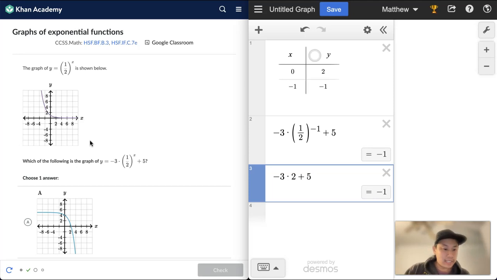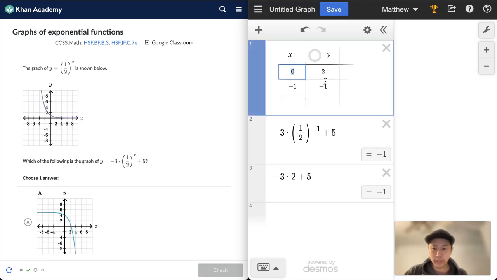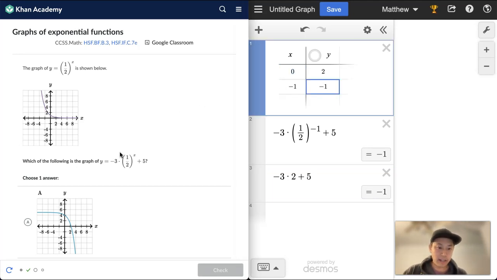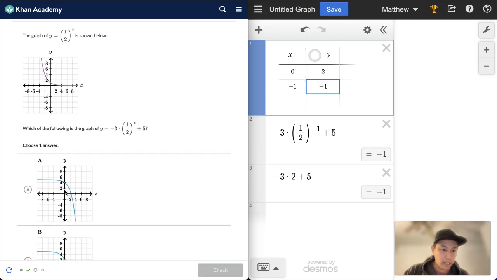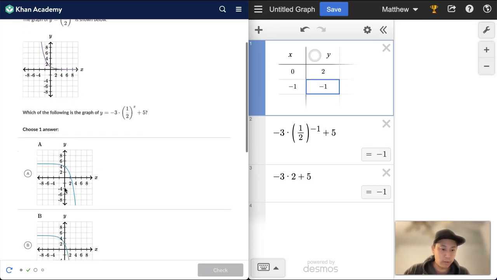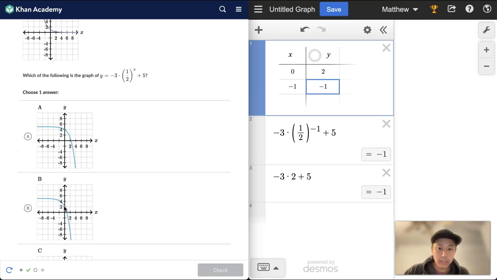Okay, so let's see which graph has these 2 points, (0, 2) and (-1, -1), right? If I'm trying to graph this and I found 2 points that exist on the table, they must also exist on the graph. So (0, 2). I can already eliminate A, right? This doesn't even have (0, 2). This one has (0, 2). Does it have (-1, -1)? Nope. So option B has the (0, 2), but it does not have the (-1, -1). So I can also eliminate option B.